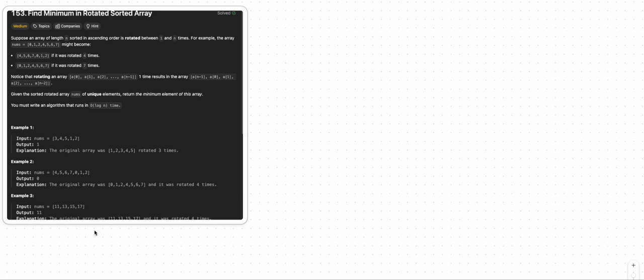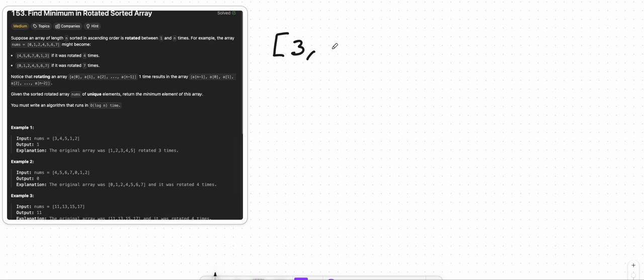Hello guys. Today we are going to solve find the minimum number in a rotated sorted array. We have a question, basically the question here is about an array that is sorted.